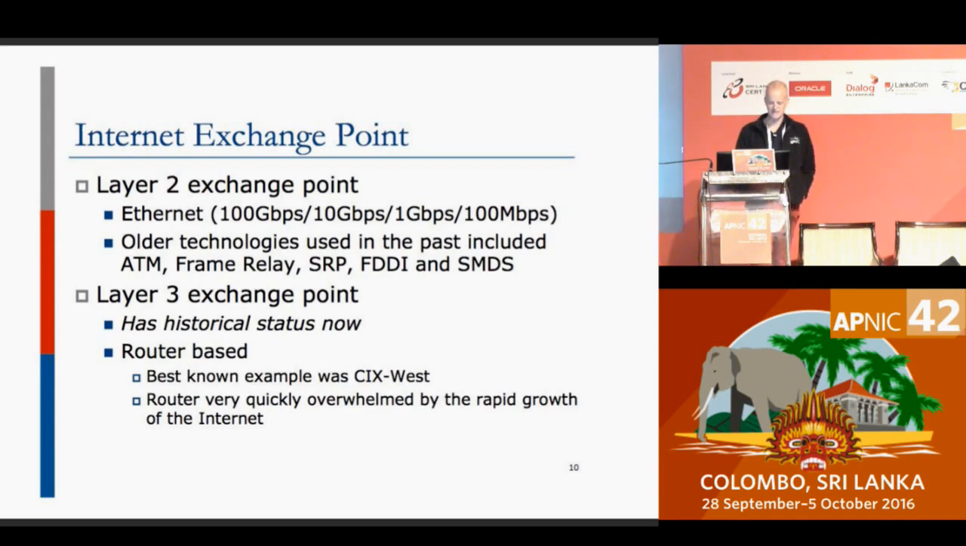And we did layer 3, and the italics are mine. Very definitely historical status now. I mean, the best known example was KIX West. I always remembered it when we were connecting to KIX West all those years ago.